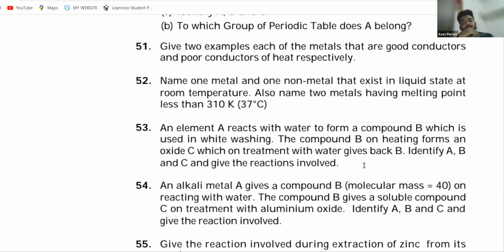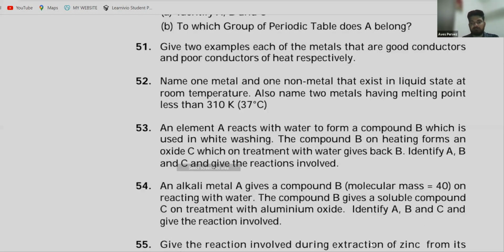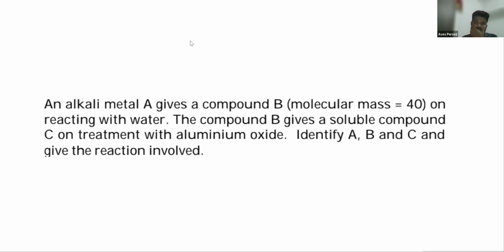And alkali metals, A gives a compound B. Let's do question number 54. A is sodium. B is sodium hydroxide.